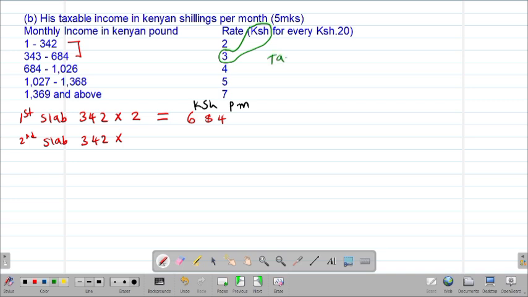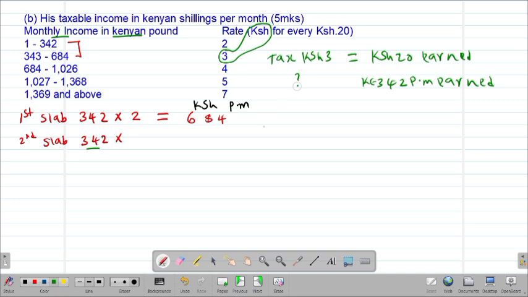So we are having a tax of 3 shillings, which is being deducted for every 20 Kenya shillings that is being earned. So what about the 342? That of course is also being earned. The 342 was in the units of the table, which was in Kenyan pounds per month.